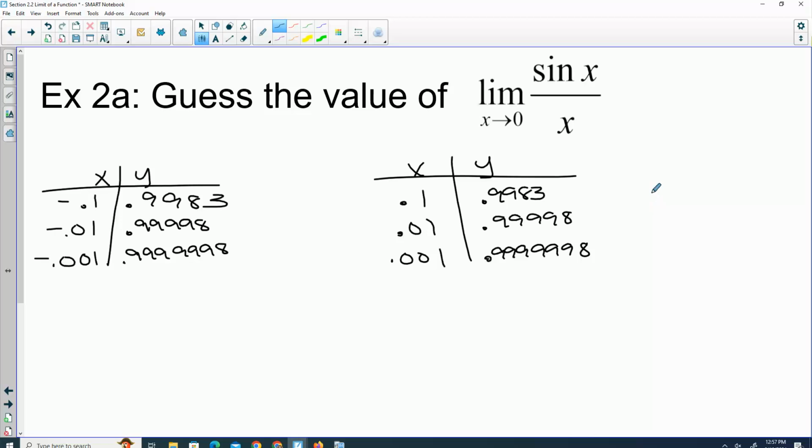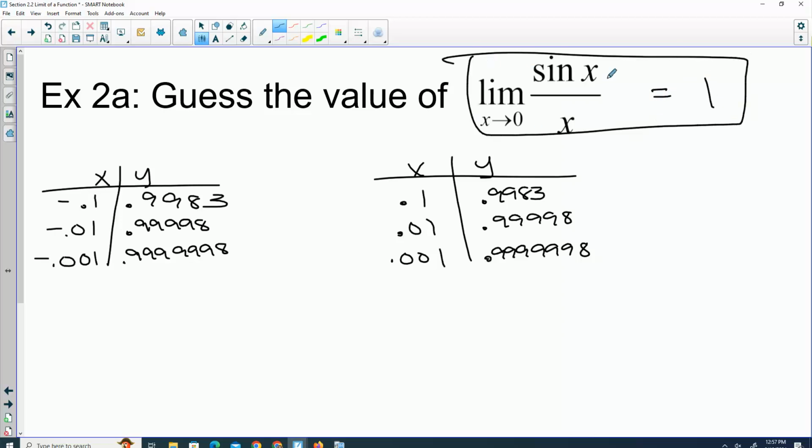Okay, so what do we think this limit is equal to? Probably 1. Why are they the same on both sides? Because of the symmetry of sine. Sine is an odd function.